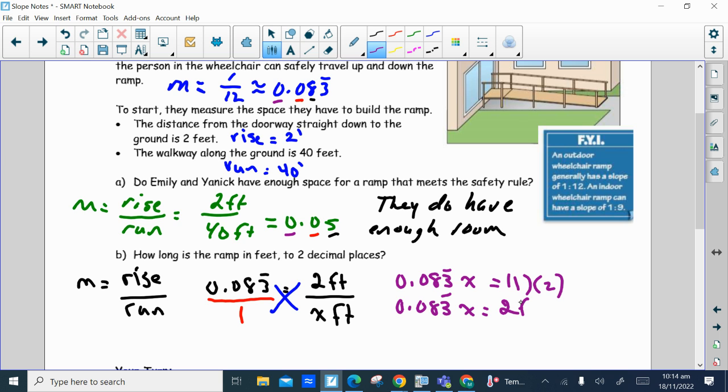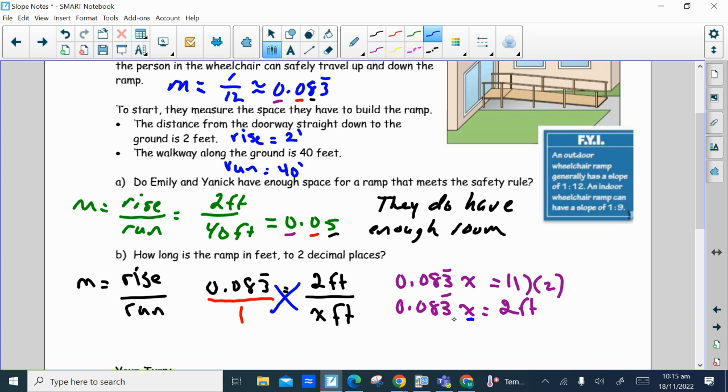Or 2 feet. Some of the examples we had before, when we cross multiplied, we had the variable by itself. In this case, we don't. We've got to do one more step to get x by itself. So these two numbers, or the number and the x, are hooked together by multiplication.